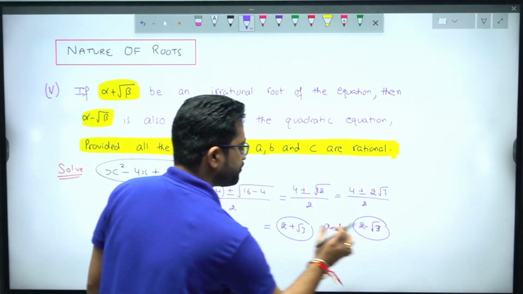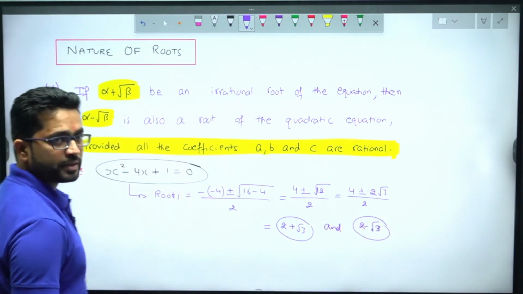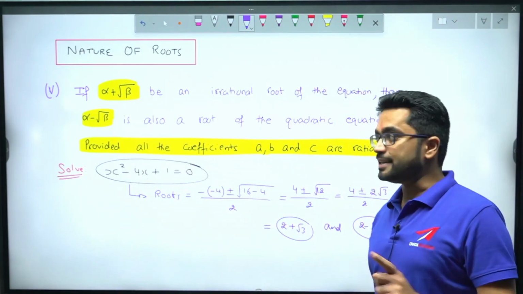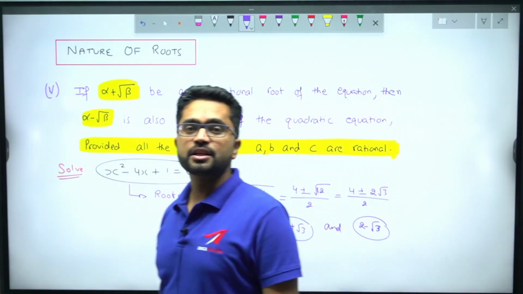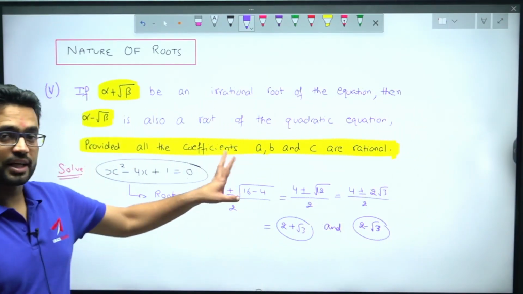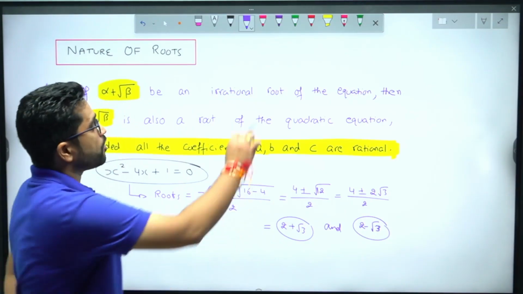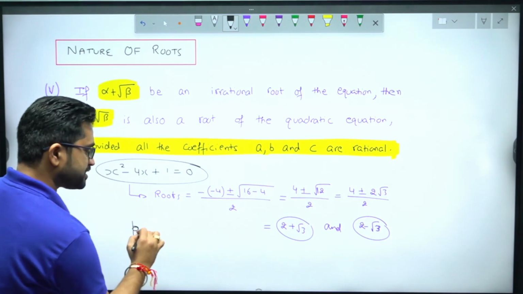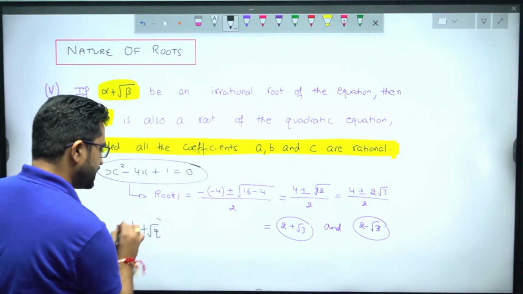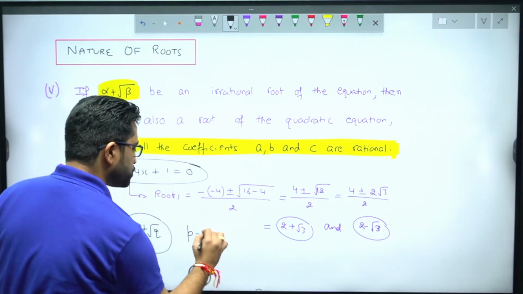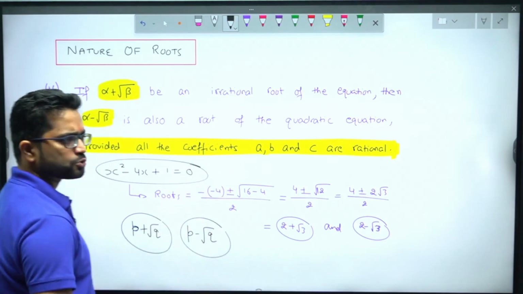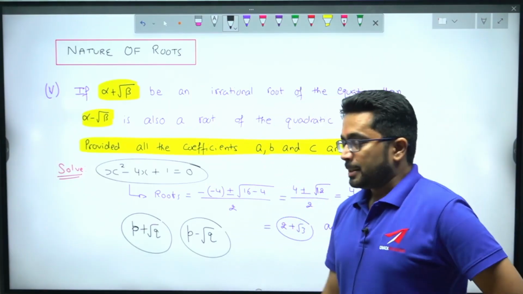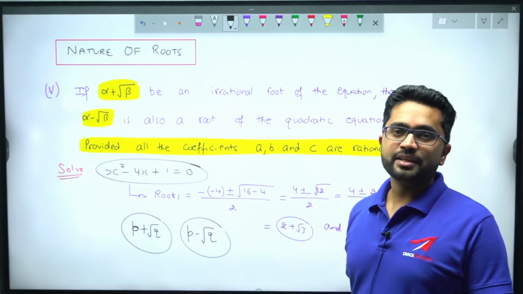As you can see, if one root is of the type alpha plus root beta, then the other one would be alpha minus root beta, provided the coefficients are rational. If one root is of the type p plus root q, then the other one would be of the type p minus root q. You can just change the label. Condition: the coefficients must be rational.